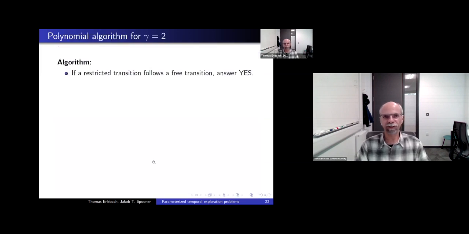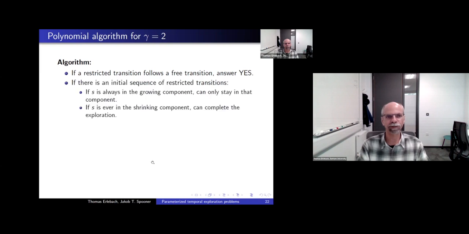So how can we combine this into a polynomial algorithm for gamma equal 2 now? If a restricted transition follows a free transition, the answer is yes, the graph can be explored. Otherwise, there can be a sequence of restricted transitions followed by a sequence of free transitions. If in this sequence of restricted transitions, S is always in the growing component, then there's no decision to be made. We just stay in that growing component. If S is ever in the shrinking component, the answer is yes, we can complete the exploration.